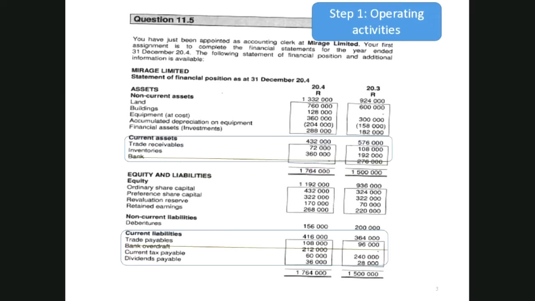But before you carry on, the first step is now to think about the operating activities, because in our cash flow statement, that's the first section of the cash flow statement we need to prepare. Now, you need to think about the operating activities as being the day-to-day business of the entity in terms of buying and selling, paying for things, receiving money, and so on.